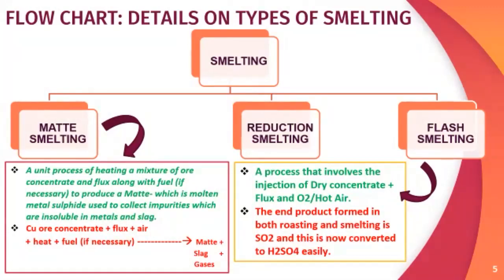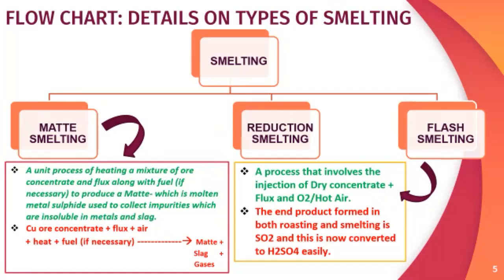Moving ahead, let's see the different types of smelting. We have three different types of smelting, and they are matte smelting, reduction smelting, and flash smelting. Firstly, matte smelting is a unit process of heating a mixture of ore concentrate and flux, along with fuel if necessary, to produce matte. Here, matte is a molten metal sulfide used to collect impurities insoluble in metals and slag. The reaction is given as follows: copper ore concentrate plus flux plus air plus heat plus fuel, if necessary, gives matte, slag, and gases.